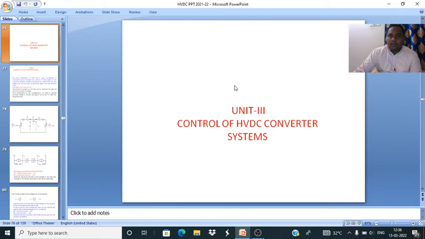Unit 3, Control of HVDC Converter System. The entire unit deals with how to control HVDC converters. Normally, on the rectifier side we can control by using the firing angle alpha. On the inverter side we can control by using gamma, that is, extinction angle control.